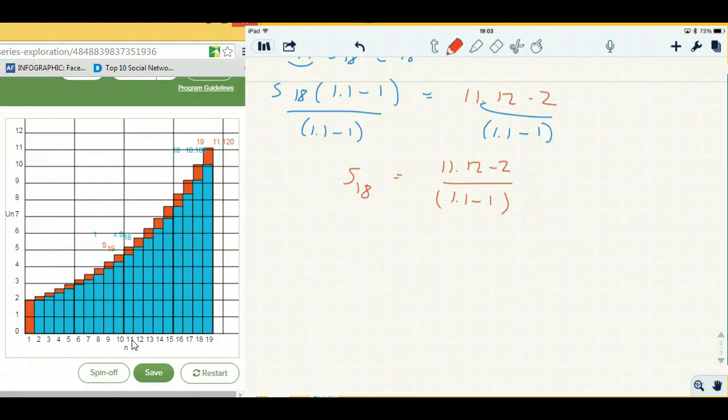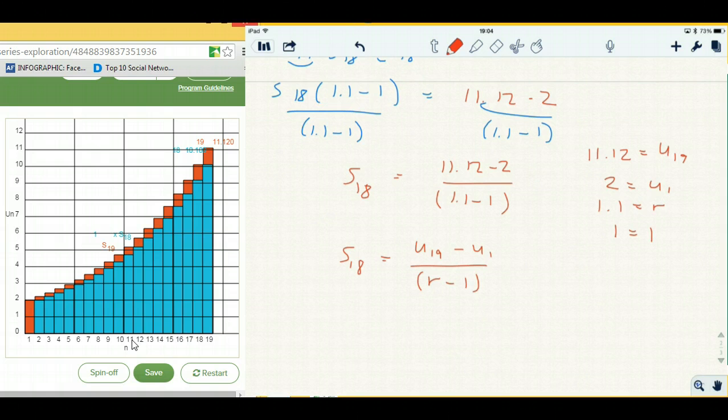Okay? And to do that, all we need to do is remember what each of these numbers was. Remember, 11.12 is equal to S19, right? Remember that 2 is equal to U1. Remember that 1.1 is equal to R. And 1 is just 1. Okay? So we're going to replace all these things with what they represent. So we have S18, I'm sorry, I made a mistake here. It's not S19 here. It's U19, right? So U19, this is U1, and this is R minus 1.